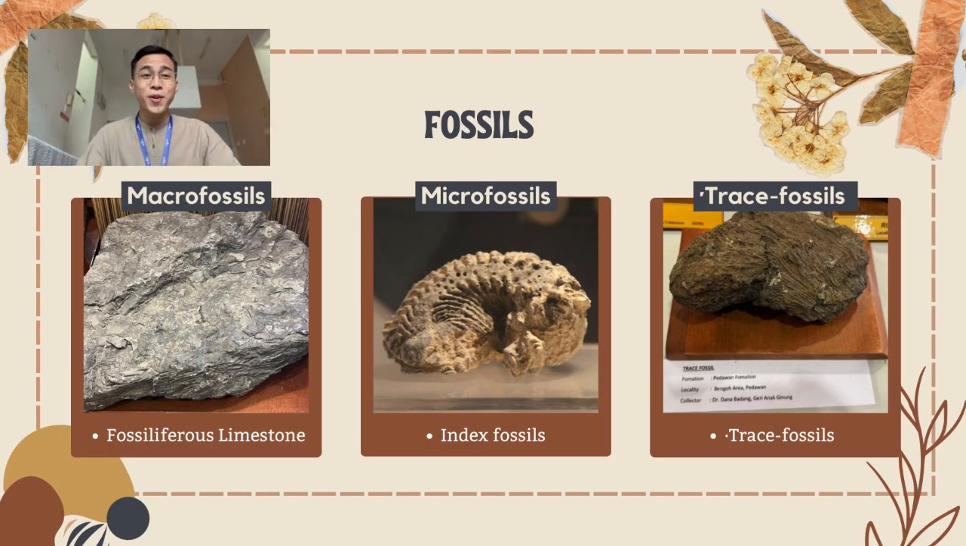Next, we are going to talk about fossil identifications. There are 3 main fossils that we are going to talk about today, which are macrofossil, microfossil, and trace fossil. As for the first one, macrofossils, for example in the image, fossiliferous limestone. Macrofossils are the large fossilized remains of plants and animals, typically visible without the use of a microscope.